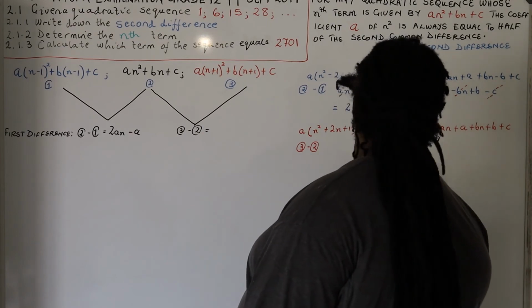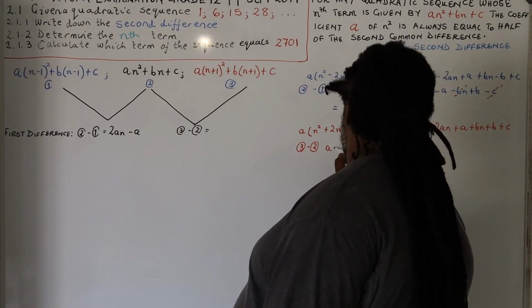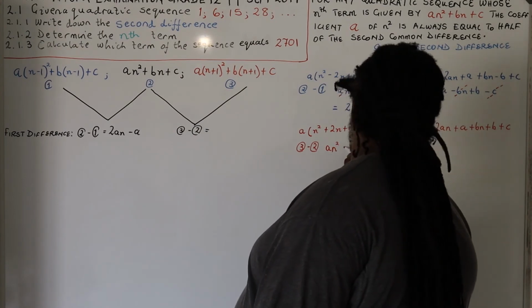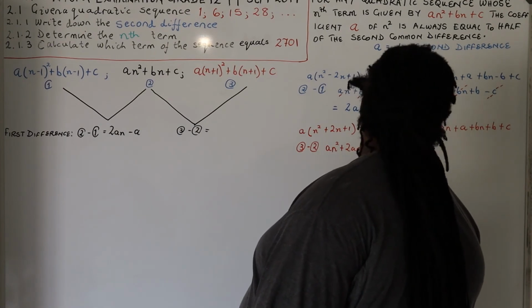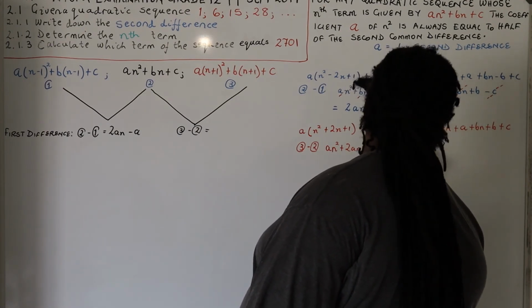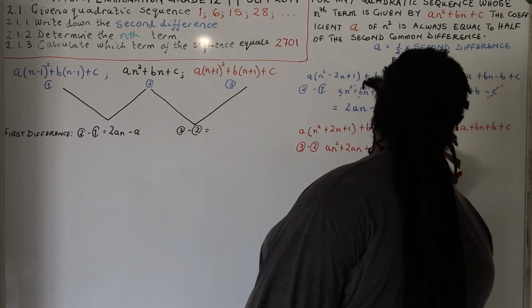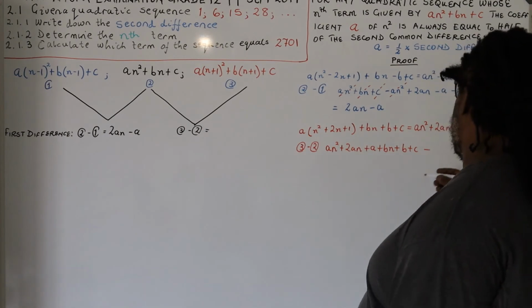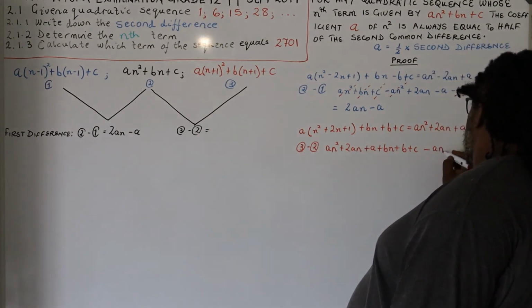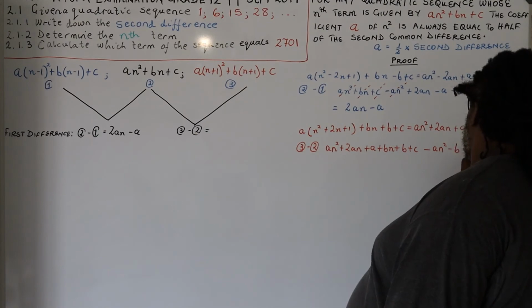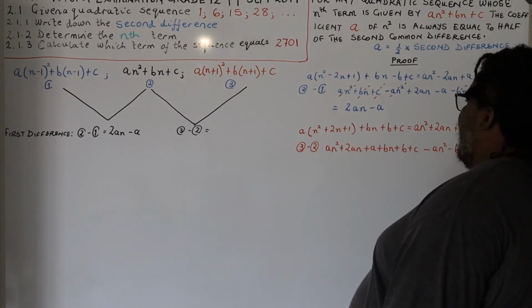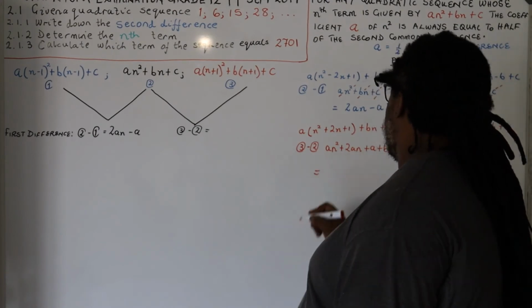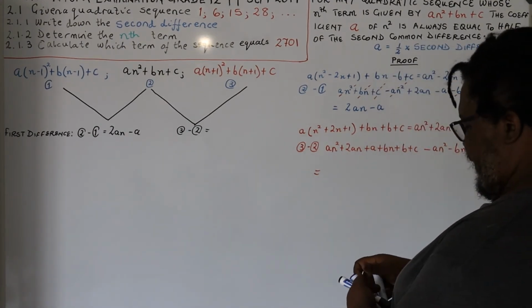So next we say term 3 minus term 2. And here we have our term 3 is an squared plus 2an plus a plus bn plus b plus c minus, we multiply the second term by minus 1, so it will be minus 1 times an squared. That gives us minus an squared minus bn minus c, and this will give us the following.